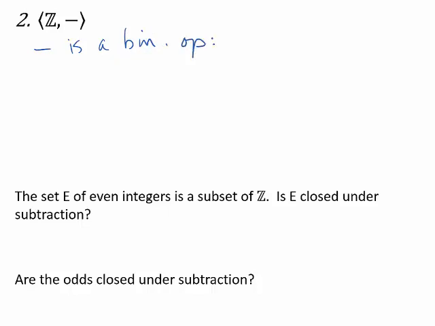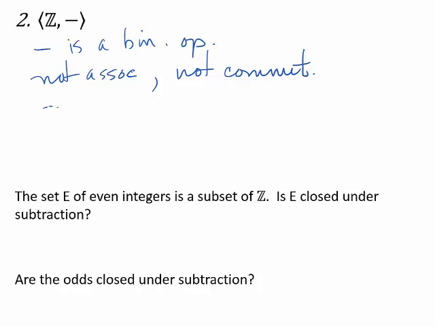But it is not associative, and it is not commutative. And I think we've already discussed that. It's not associative. It's not commutative. And you can just show by example that those properties do not hold.